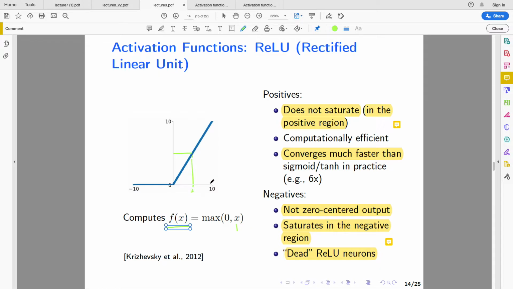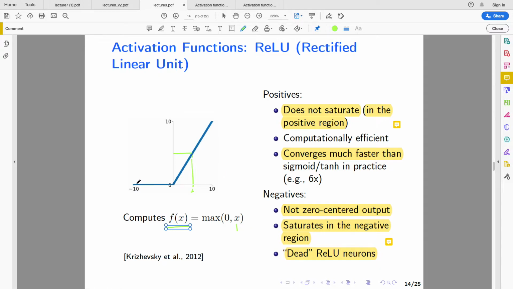Because of this, the ReLU, which was invented by Krizhevsky et al. in 2012, has the following advantages. Number one, it does not saturate, at least in the positive region. You can see that here this continues to increase. It doesn't saturate. If your x is 1 million, you also have 1 million. If your x is 50, you also have 50. So this doesn't saturate in the positive region.